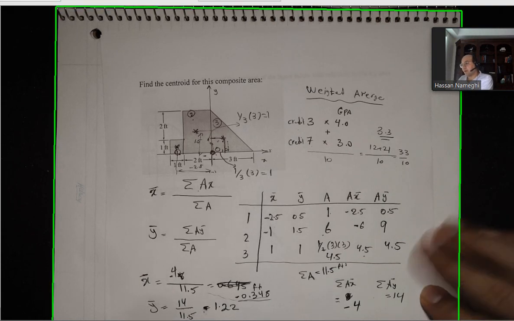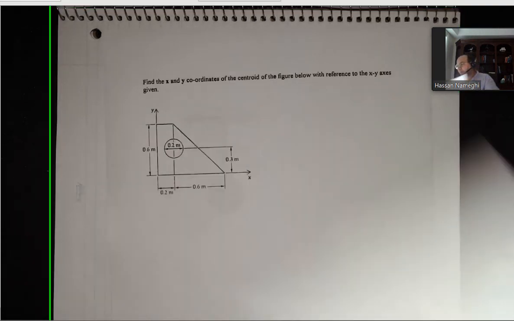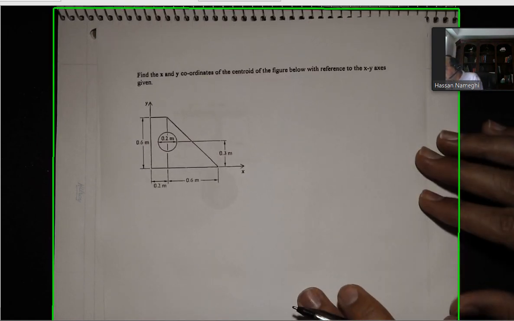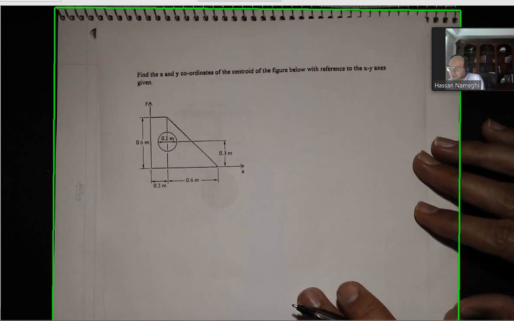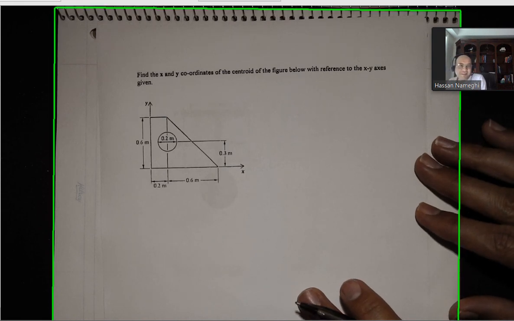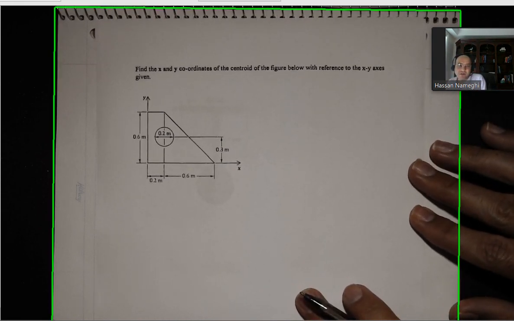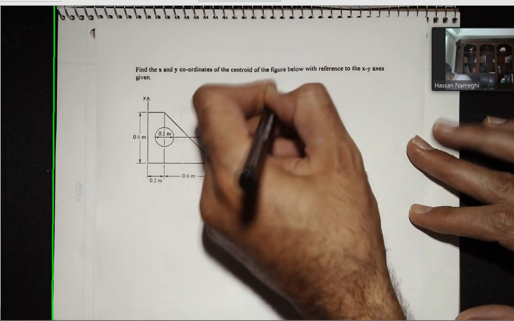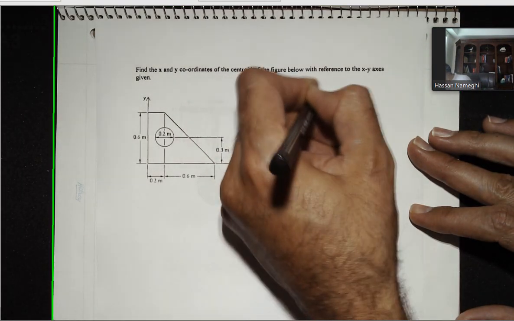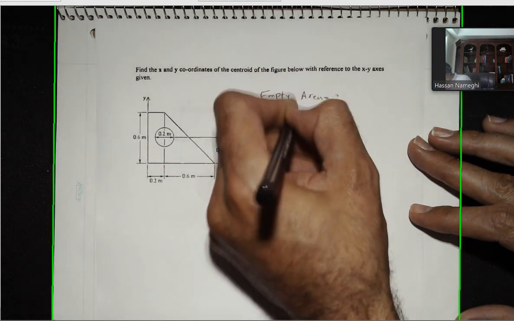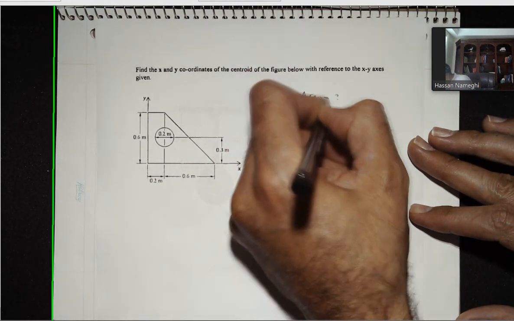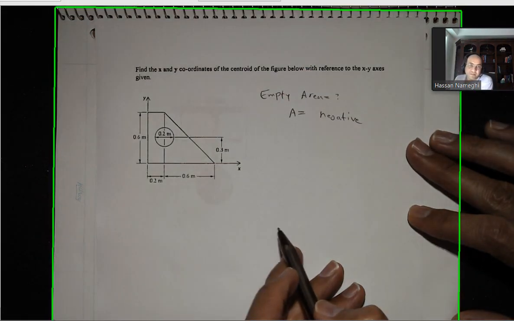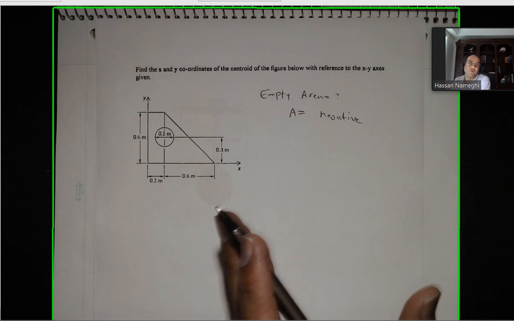I have a couple more examples that I'm going to skim through. So in this example, I have a trapezoid and a circle. The circle is empty. I want to find the centroid for this. When we have an empty area, meaning that your area is negative. Such area doesn't exist. So if I keep this in mind, I'm already done.